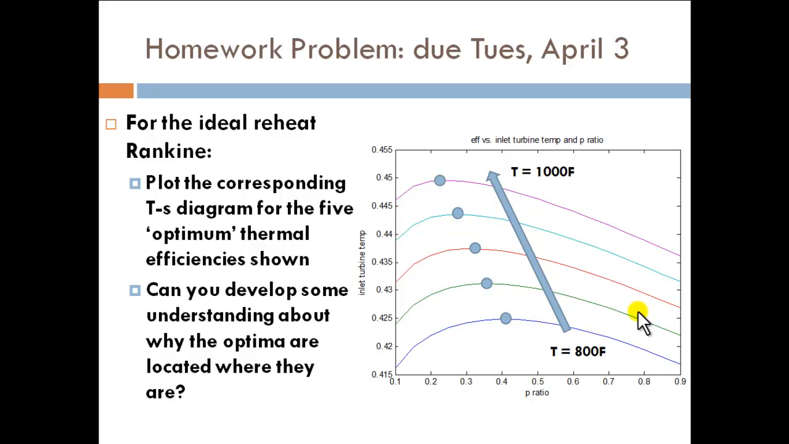And I want you to come up with some type of understanding as to why the optima exist where they do. Why does that happen? Does it have to do something with the curvature of the enthalpy curves? I don't know. You have to figure that out.